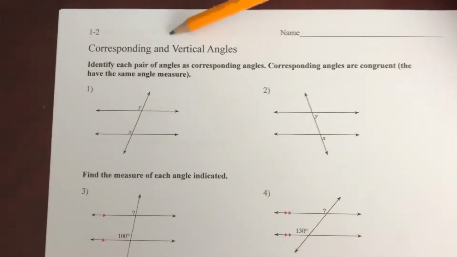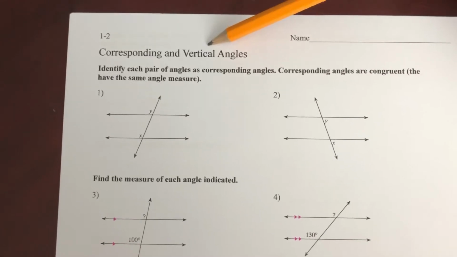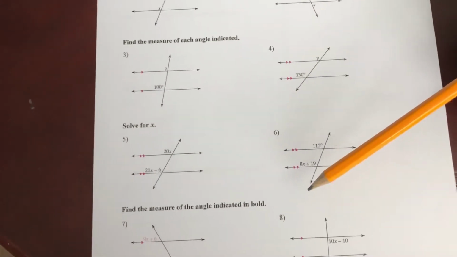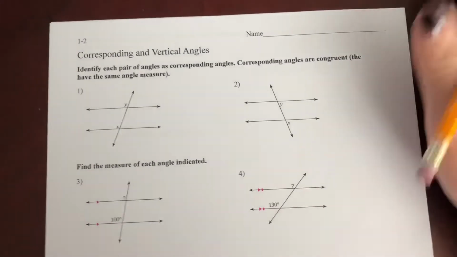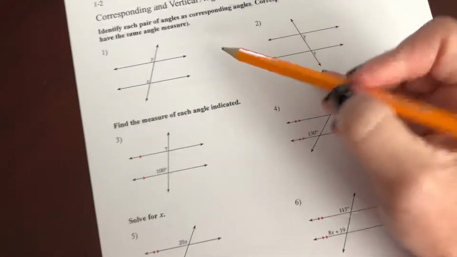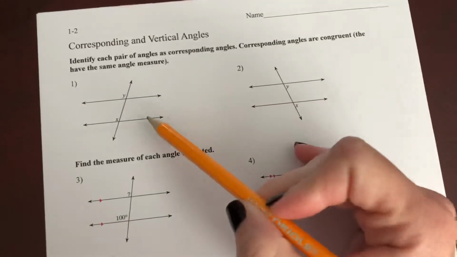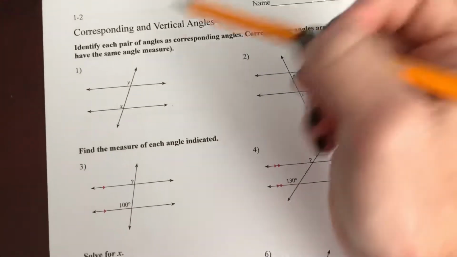We're going to do corresponding and vertical angles today. The front side of the worksheet is going to be corresponding angles. The back side is going to be vertical angles. So for numbers 1 and 2, you're just identifying that they're corresponding angles.